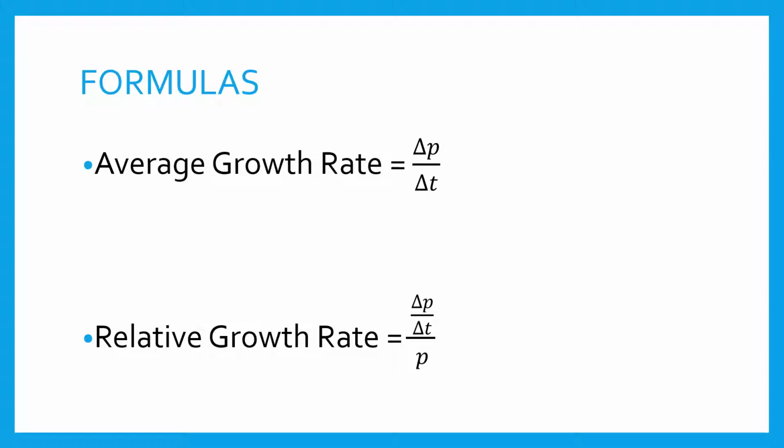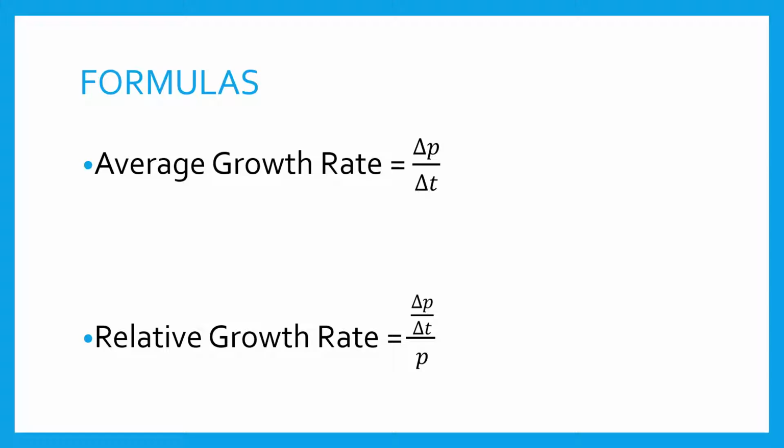The first formula is for the average growth rate. The average growth rate is the change in P over the change in T, or delta P over delta T. The relative growth rate is equal to the change in P over the change in T divided by P, where P is the original population.